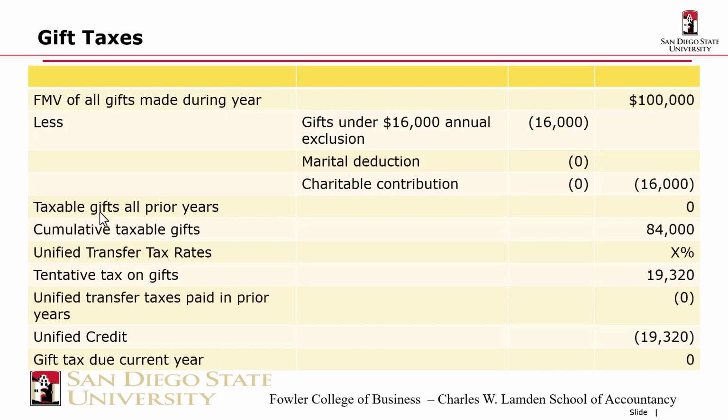Okay, so we calculate Dylan's gift tax the exact same way that we did before. Total gifts of $100,000 excludes the 16. He's at 84. Multiply it by the tax rates. We get the 19,320. In this case, he's just going to use his unified credit. So he's using up a part of that lifetime credit against the gift that he made this year. And what that's going to do is reduce his credit in future years. But at least he doesn't have to pay any gift taxes this year.